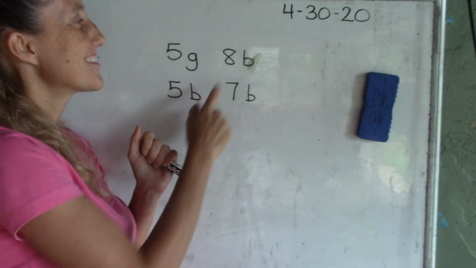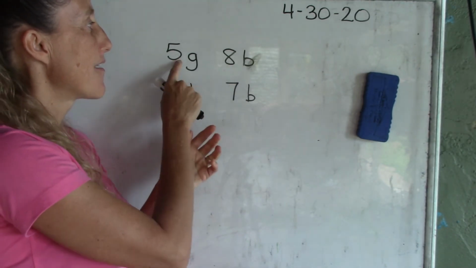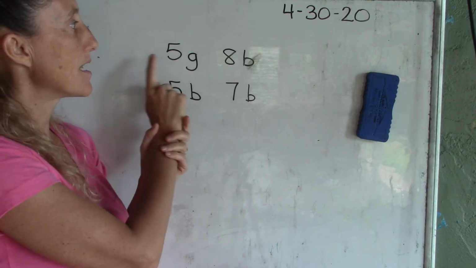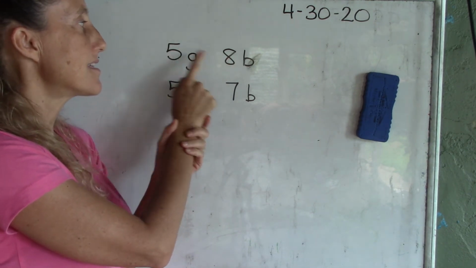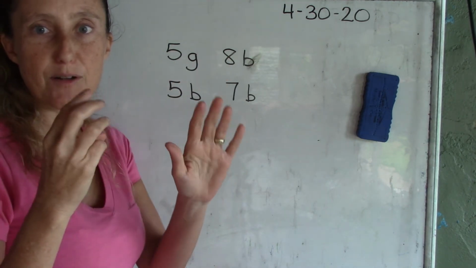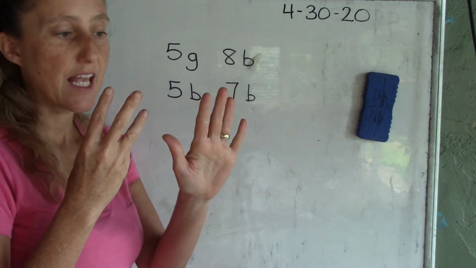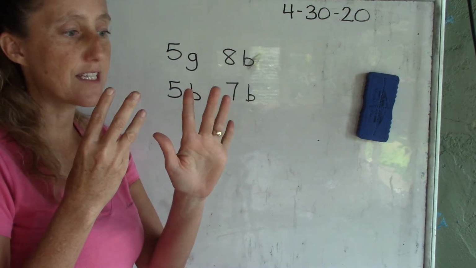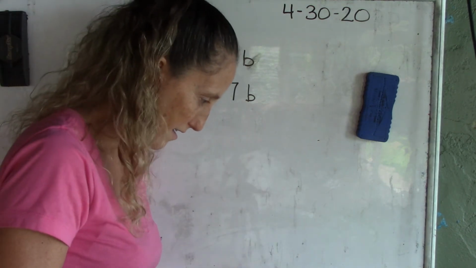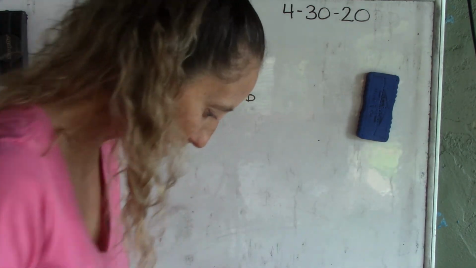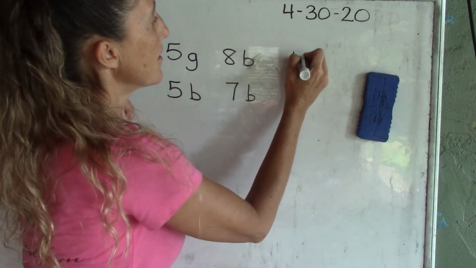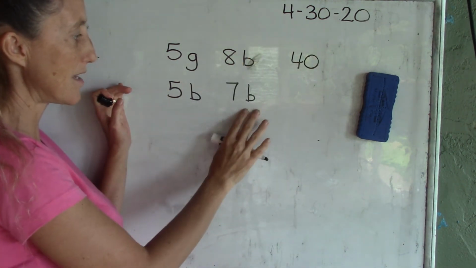Okay, 5 girls have 8 books, so we can count 5 times 8. We can either count by 8s 5 times, or we can count by 5s 8 times. So I'm going to do that. I'm going to hold up 8 fingers and I'm going to count by 5s. Here we go. 5, 10, 15, 20, 25, 30, 35, 40. So there'd be 40. They're using 40 books.